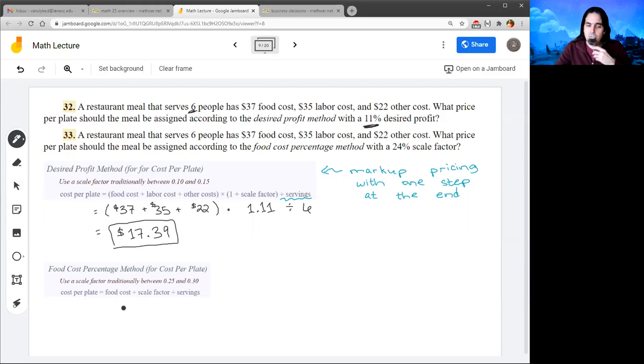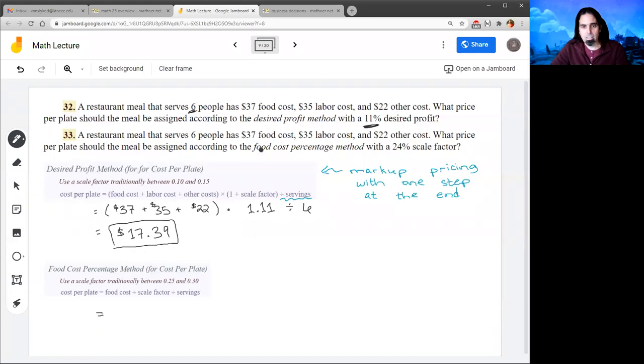The food cost percentage method is a little simpler. Some restaurants really don't care how each item on the menu is different by labor or by the other costs for electricity and rent and so on. They say that their routines are similar enough that all we really need to know about is which things cost more or less for food. So their formula has food cost divided by a scale factor and then divided by servings.